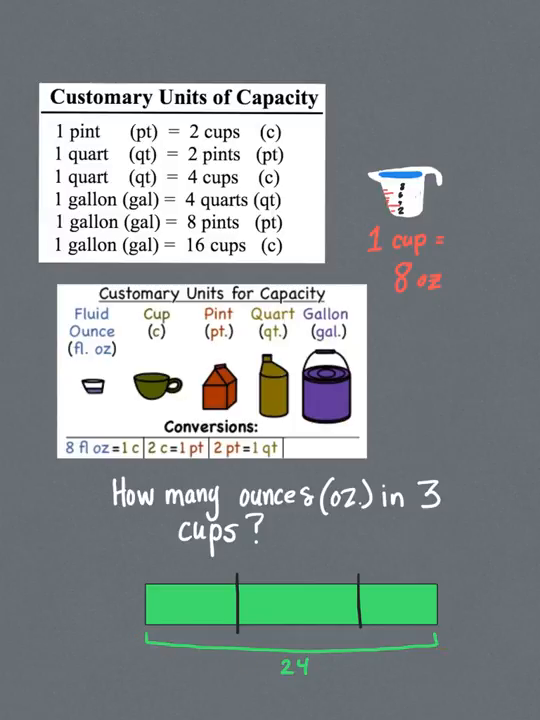So we're thinking about 3 cups equals how many ounces? If I know that there are 8 ounces in 1 cup, and I have 3 cups, I'm going to multiply. So I'm changing from a larger unit, which is cups, to ounces. So I'm going to multiply.